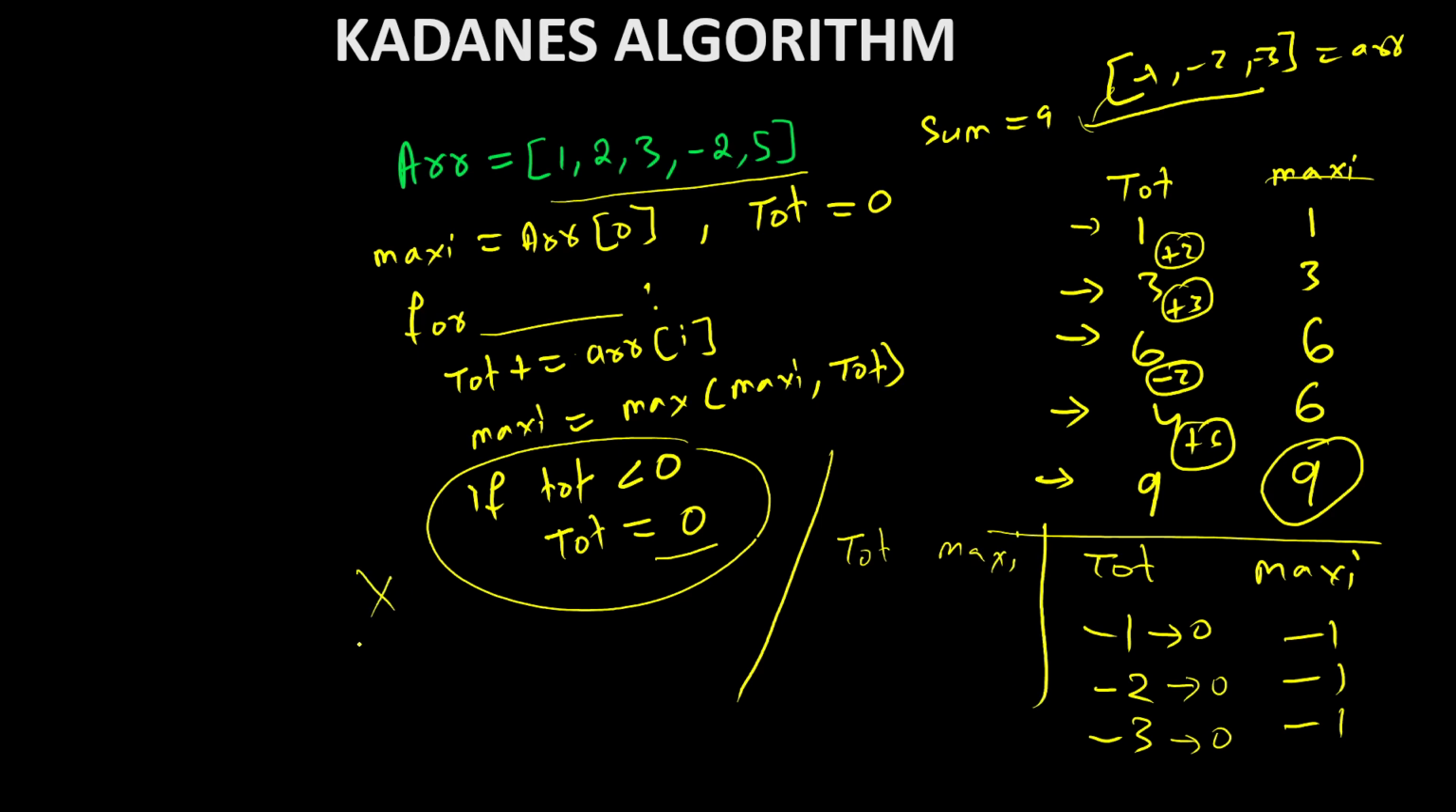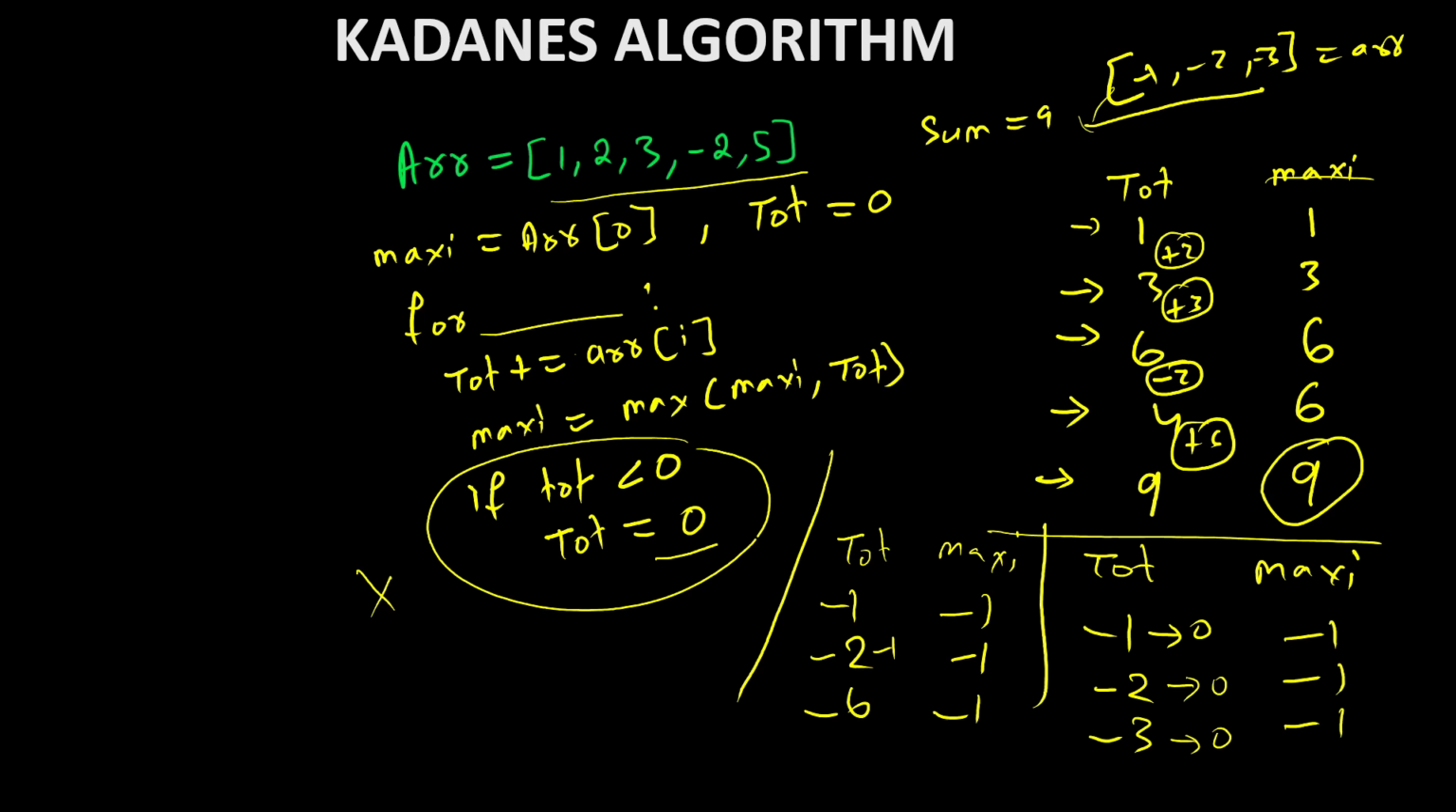Now let us take another case where we will be saying total and maxi, and this time we are not considering this if case. Let us add directly. Minus 1 came, fine. Now we take the maximum element, that will be minus 1, and now minus 2 came. Total will be minus 3. Out of minus 3 and minus 1, we get minus 1 as the max element. Again minus 3 is added, and that will become minus 6 here. Out of minus 6 and minus 1, minus 1 will be the greatest element.